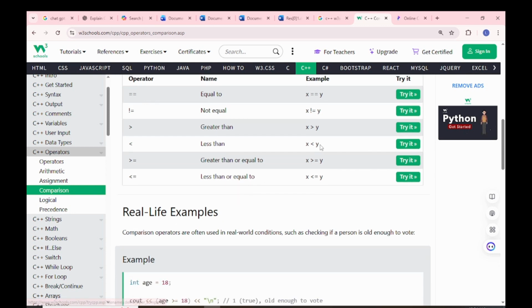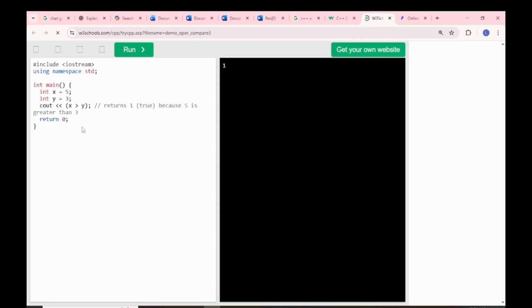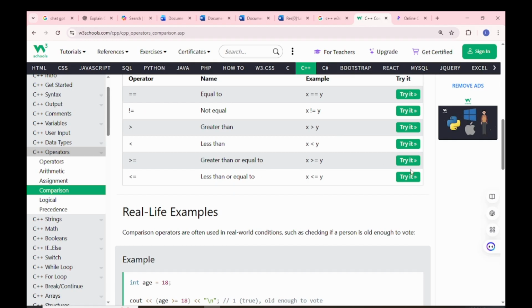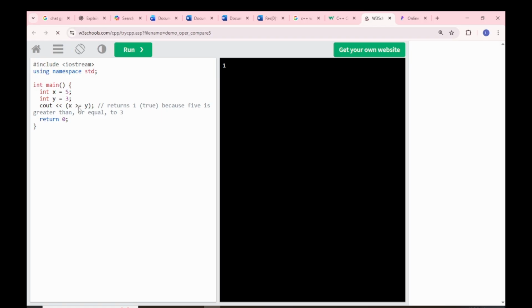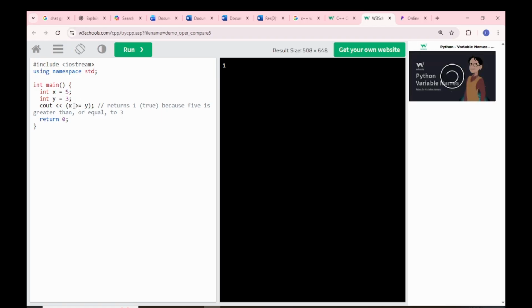Greater than, less than. Okay, so these are the things we need to practice always, guys, and we need to try to write, right? Okay, x equals 5, y equals 3, cout x greater than y, so this should be 1, and then less than, greater than or equal to. Yes, x is greater than y, so this should be 1.